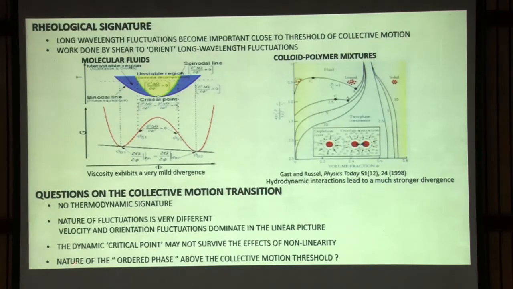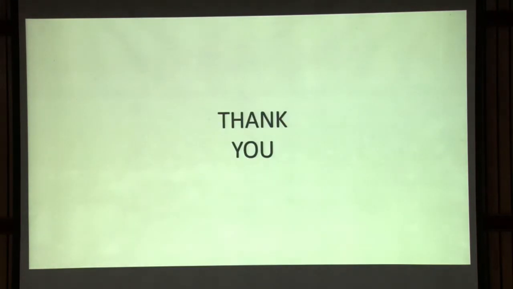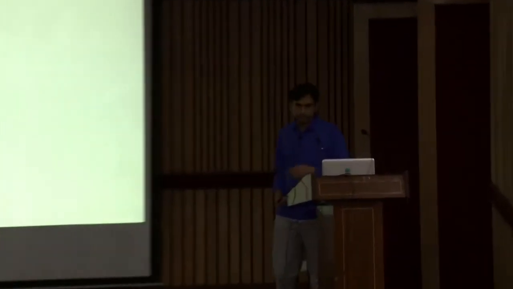And the question is, what's the nature of the ordered phase? The collective motion phase, where there are supposed to be long-range correlations, what does it look like? The evidence from simulations is that it's still disordered. So maybe the correlations change character and so on. These are questions right now we don't have an answer to. We're just starting out doing the first calculation. So with that, I'll end, and I'll be happy to take questions.